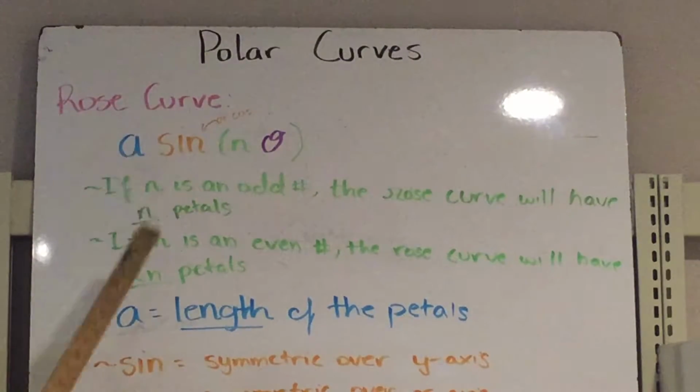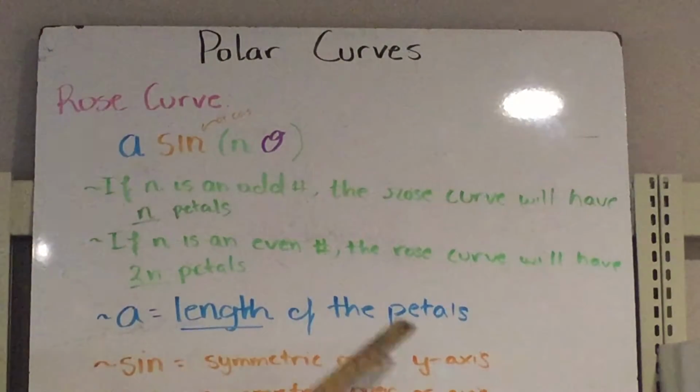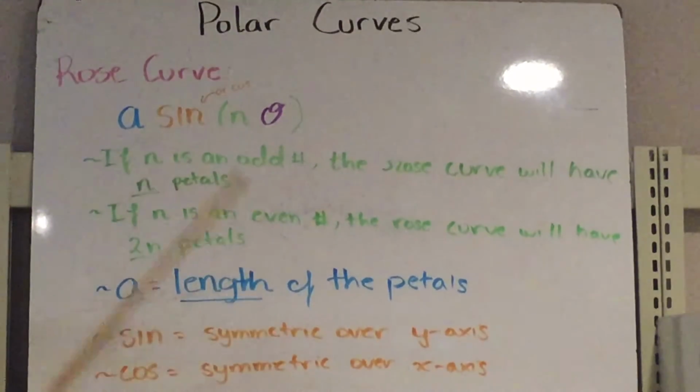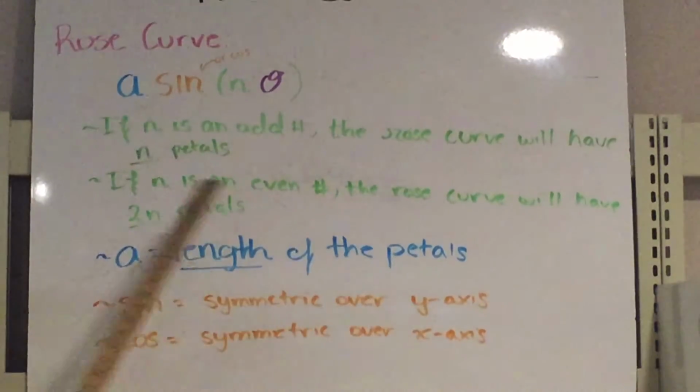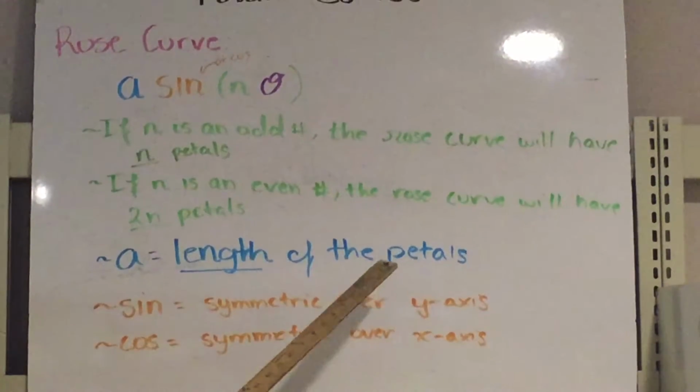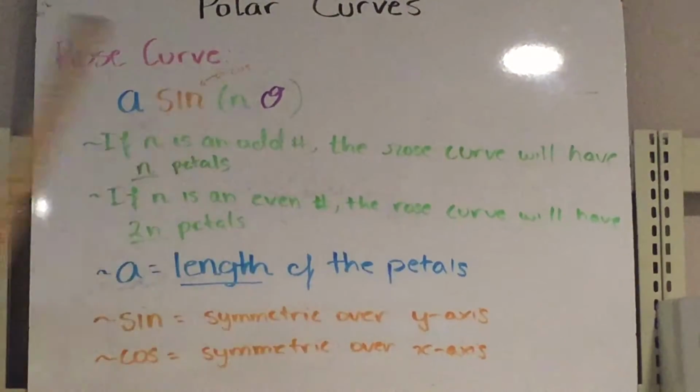What does the A mean? So the A is the length of the petals. So a Rose curve has petals, it looks like a rose, pretty basic. But the A value is the length of the petal. So if A was 4, the length of each petal would be 4. If A was 3, it would be 3. You can get it from there.